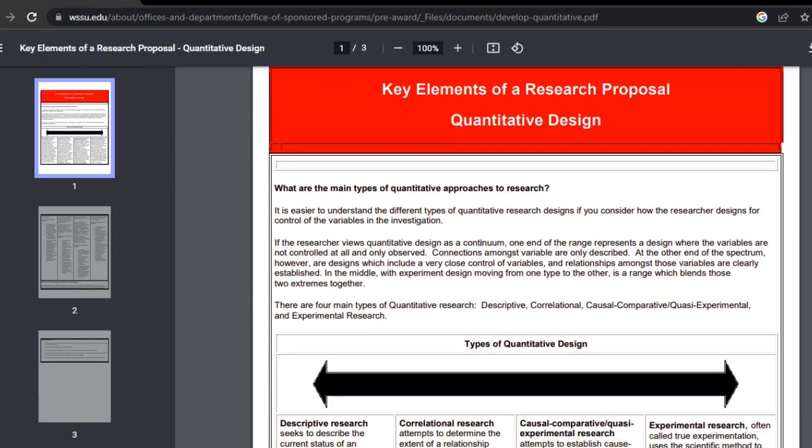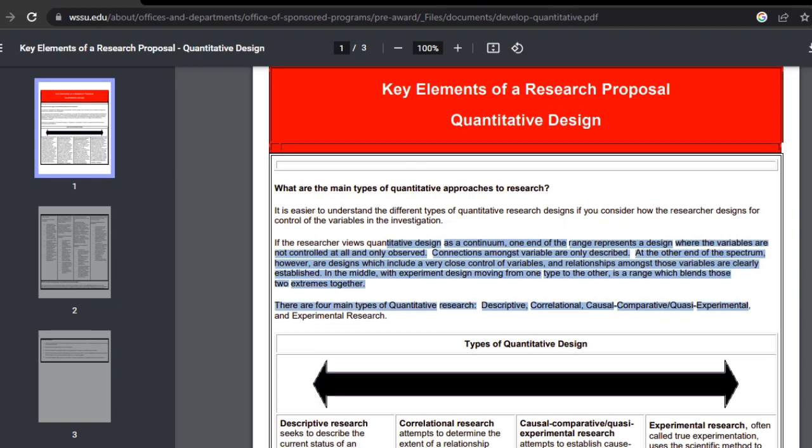If the researcher views quantitative design as a continuum, one end of the range represents a design where the variables are not controlled at all and only observed. Connections amongst variables are only described at this end of the spectrum. However, at the other end are designs which include very close control of variables, and relationships amongst the variables are clearly established. In the middle, with experimental design, moving from one type to the other is a range which blends those two extremes together.